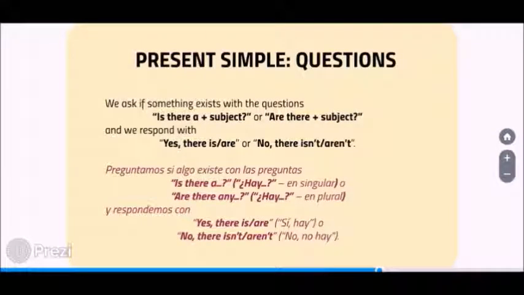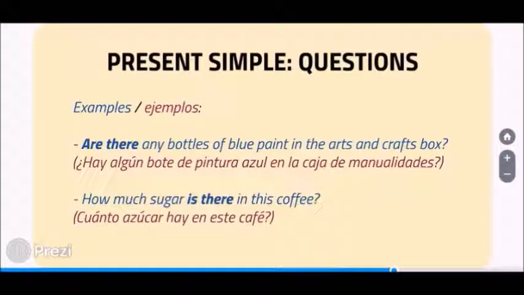We ask if something exists with the questions, is there plus subject? Or are there plus subject? And we respond with yes there is, yes there are, no there isn't, or no there aren't. Examples. Are there any bottles of blue paint in the arts and crafts box? How much sugar is there in this coffee?